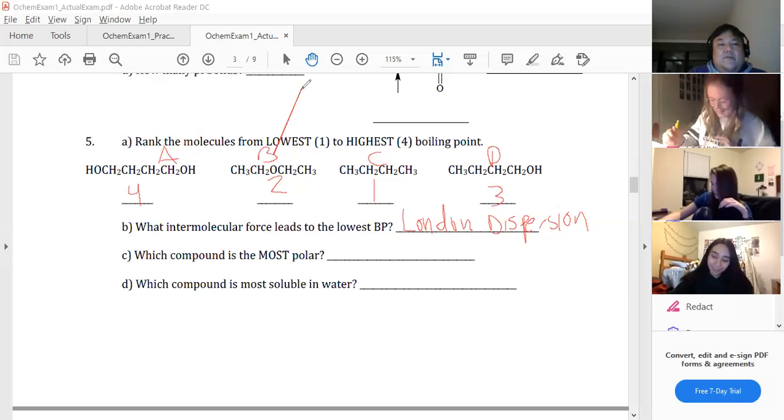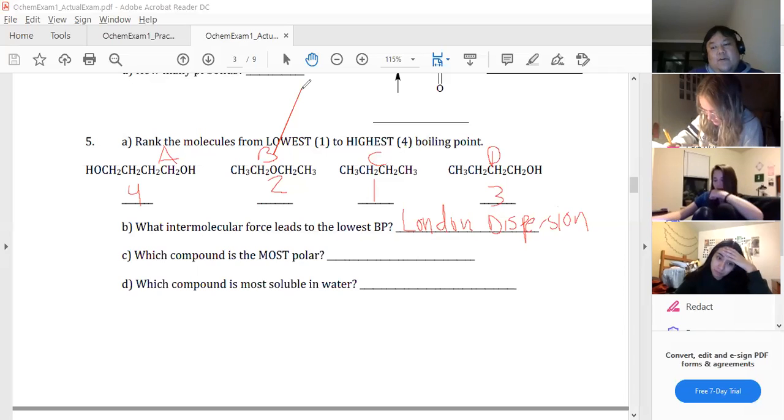All right. So also, what's something in this problem that could have helped you with solving part A for number 5? In B, it told you intermolecular force. So make sure you read through your entire problem to make sure that you see what it's asking you. Which compound is the most polar? The one with oxygen. There's 3 of them with oxygen. That's true.